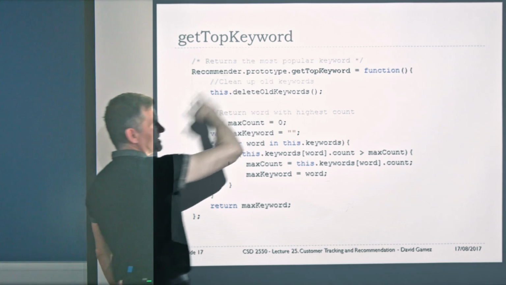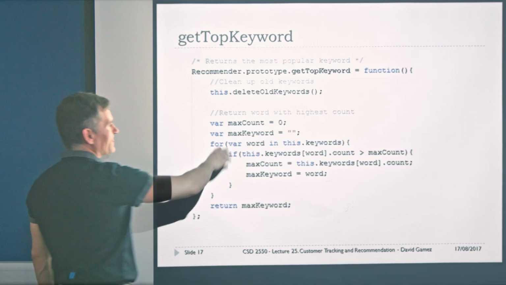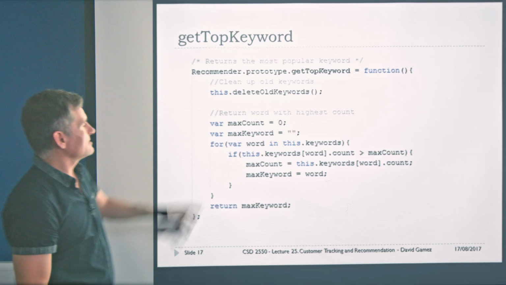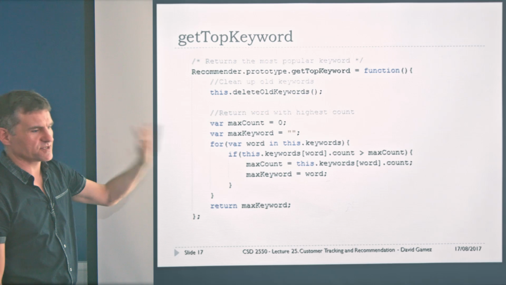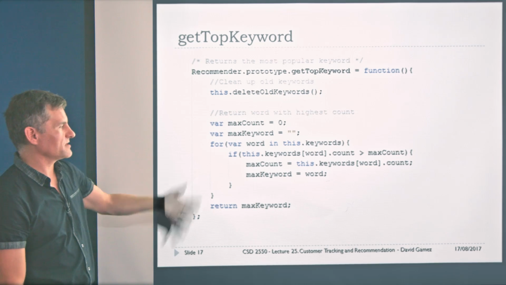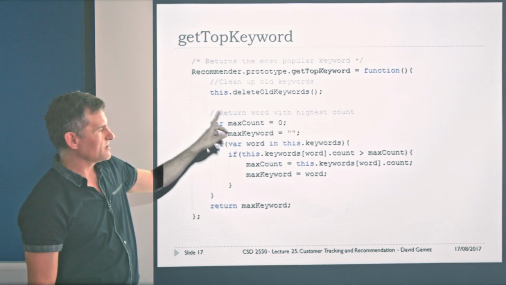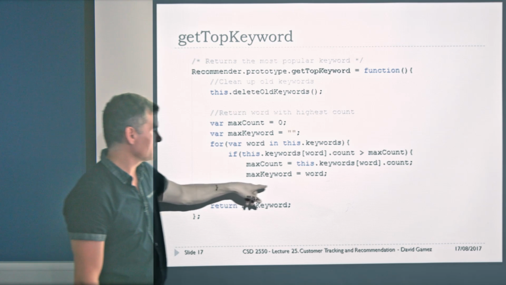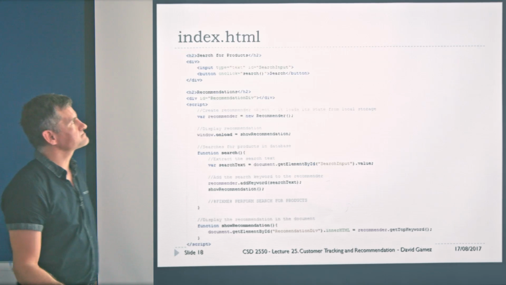So when we call this function, all this does is it returns the top keyword. So first thing it does, it cleans out all the old keywords. We don't want any old recommendations here. And then it finds the keyword within the ones that are left. It'll look for the most popular one, so the one with the highest number of searches within the time window. So this is the max count stuff. It's working through the keyword structure and looking for the keyword that has been searched for the most. And that's this max keyword here. And then it returns it here.